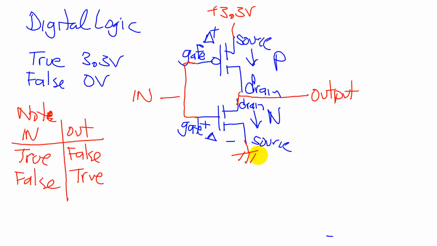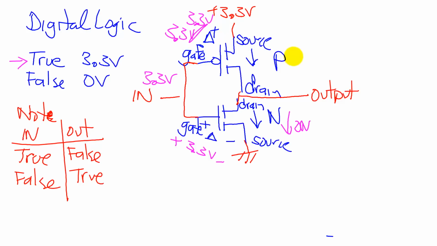Now let's see how it works. If the input were true, okay? So if the input were true, that means it is 3.3 volts. And that will create, across this transistor, you'll see there's 3.3 volts in this direction. And this transistor will then become on. But over here, we see we got 3.3 volts to 3.3 volts. And so there's no voltage across the source gate of the P, and this one will be off. And if this transistor's off and that one's on, we can see there's 0 volts, that becomes 0 volts.